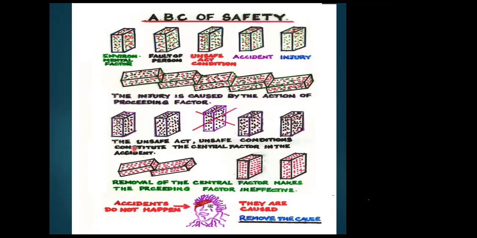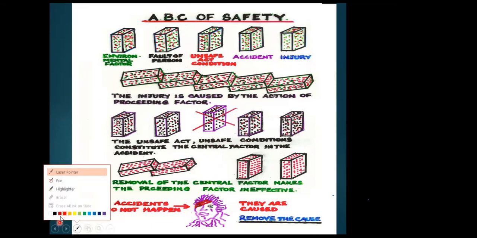Here if you see, the unsafe action and unsafe conditions are a central factor in the accident. So anywhere you look, unsafe actions or unsafe conditions will be the central factor, because unsafe actions can't be eliminated completely. Unsafe conditions we can eliminate up to one level.